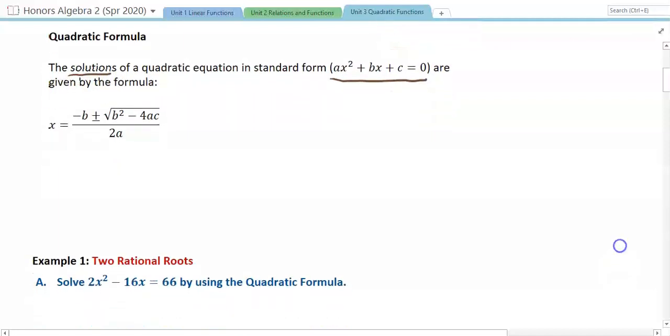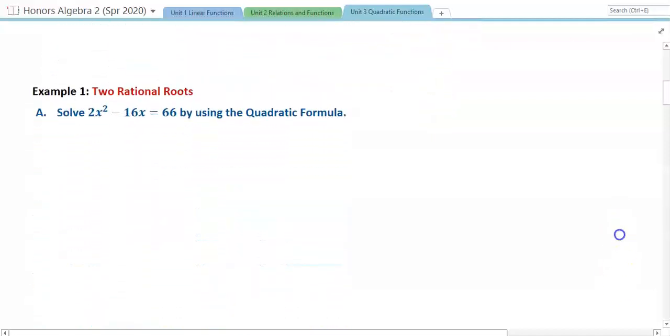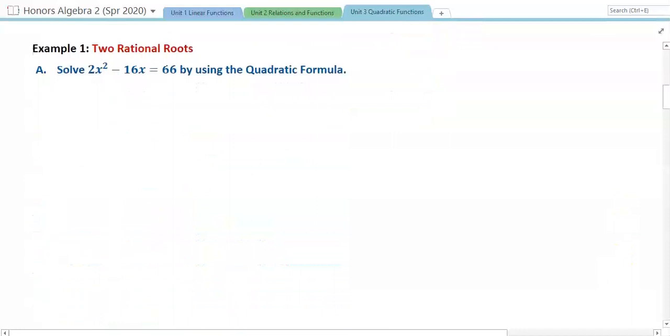Okay, and so as we look at example 1 here, we've kind of grouped them by the types of solutions that we're going to see. So this is two rational roots here. 2x squared minus 16x is equal to 66. Well, we have to get it set equal to 0 first, and so I'm going to subtract the 66 from both sides. And so 2x squared minus 16x minus 66 is equal to 0.